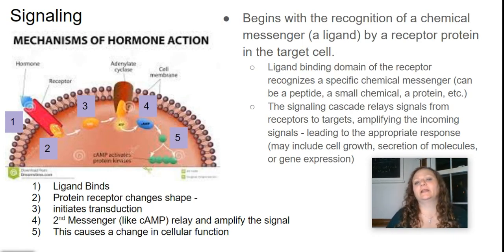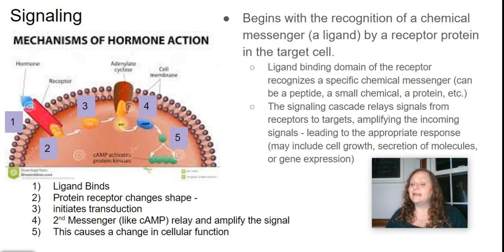Signaling begins with the recognition of a chemical messenger, which we're going to call ligand, by a receptor protein in the target cell. So the ligand binding domain of the receptor is going to recognize the specific chemical messenger. Again, this is very, very specific. Now, what is the chemical messenger? It can be a peptide, it can be a small chemical, it can be a protein. There's countless molecules that it could be.